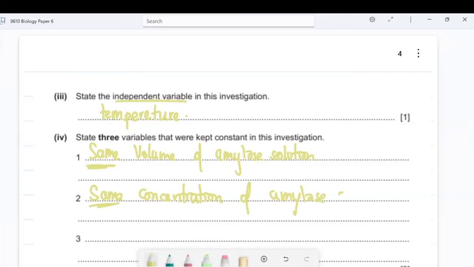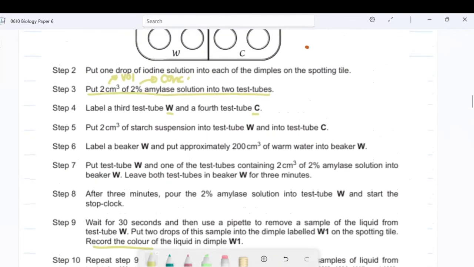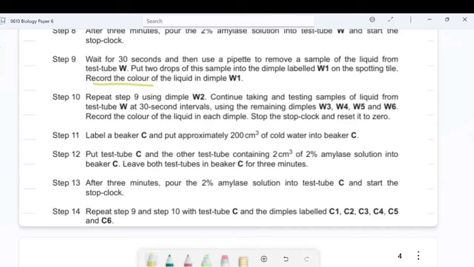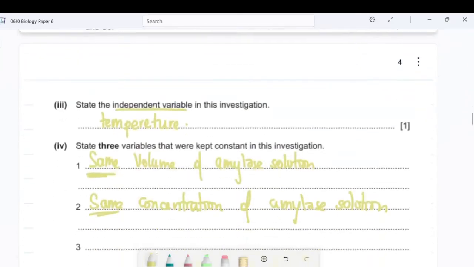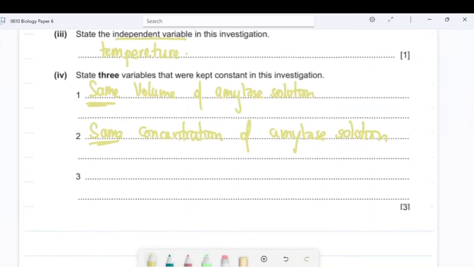I'm going to go back. I'm trying to find another one. Now, obviously, you need to be reading the experiment. Now, I'm just trying to look through here. Now, it tells you leave both test tubes for 3 minutes. Okay, that's to allow the amylase solution to break down your starch to reducing sugars. So here what I'm going to say is wording. Remember the wording you need to be careful for.